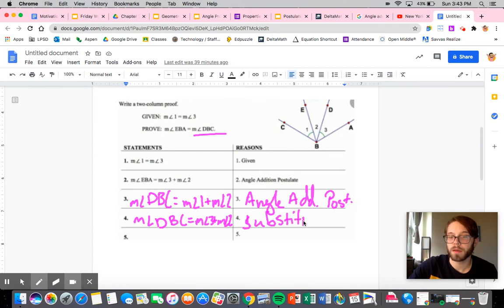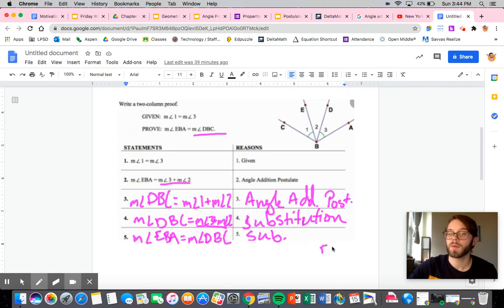Okay? Substitution. I always spell that wrong. And then finally, we know that both of these are equal to the same thing, right? So they're both equal to the measure of angle 3 plus the measure of angle 2. So then, by substitution, once again, I can say that the measure of angle EBA is equal to the measure of angle DBC. And again, we're just using substitution.